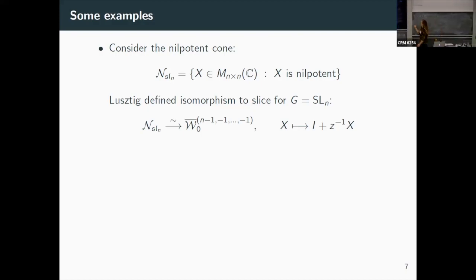It's kind of related to the thing you would write down when you compute the characteristic polynomial. If you compute the determinant of this, it's very close to the characteristic polynomial. Just a comment. So here's an example of an affine Grassmannian slice, the nilpotent cone.